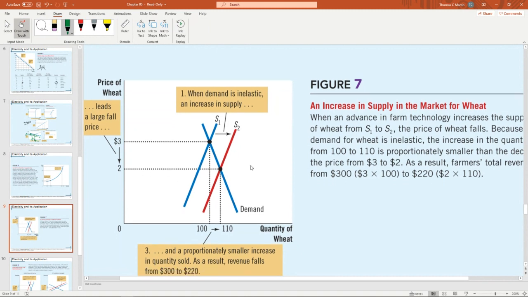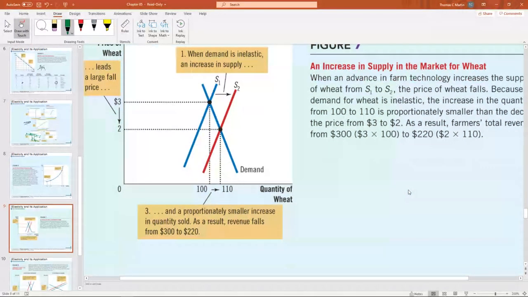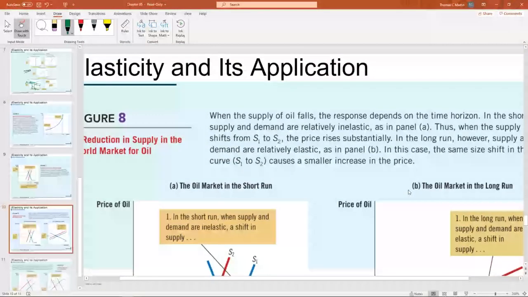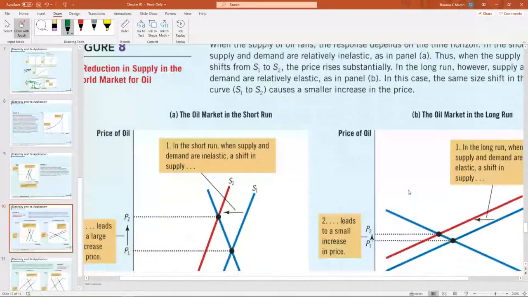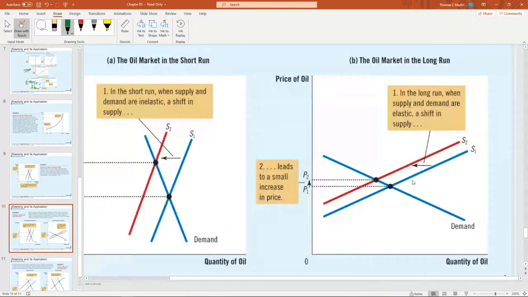But in most cases, when we have an extra supply on inelastic curves, this could be gasoline and oil, we'll see the price fall. A lot of it's just common sense. Just think of yourself as the consumer and the business person. Here, the oil market in the short run, the curve is inelastic. In the long run, the curve is elastic.